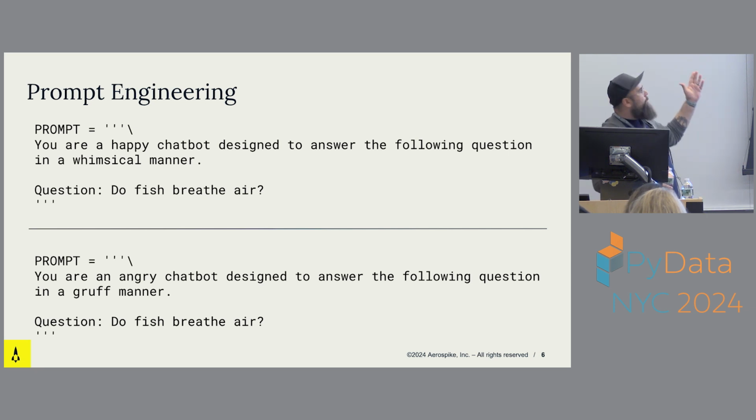So in one of these, we ask it, do fish breathe air, with the prefix of, hey, you're a happy chatbot designed to answer the following question in a whimsical manner. The second time we ask it, we say, you're an angry chatbot designed to answer the following question in a gruff manner, right? And you can actually get different responses.